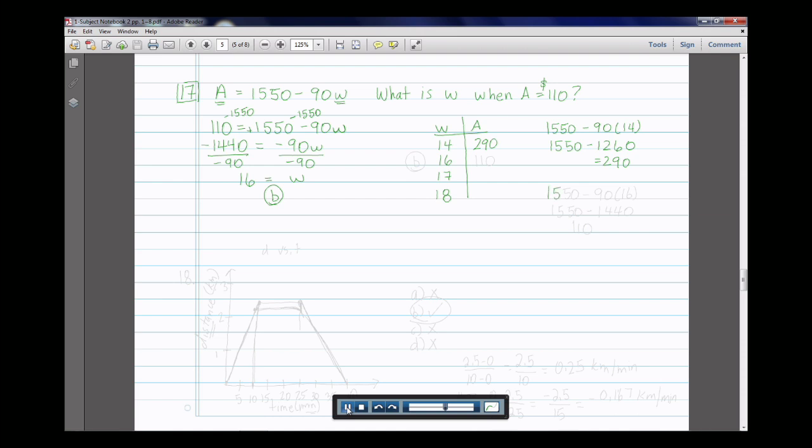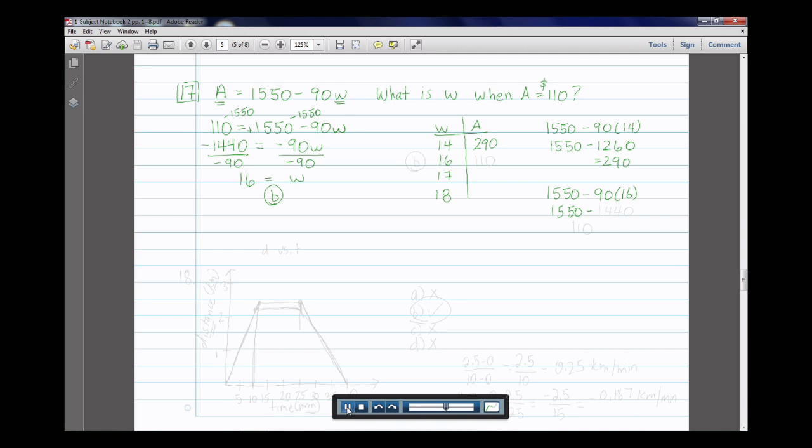So you do 1550 minus 90 times 16, and if you check that out, then you get 1550 minus 90 times 16.